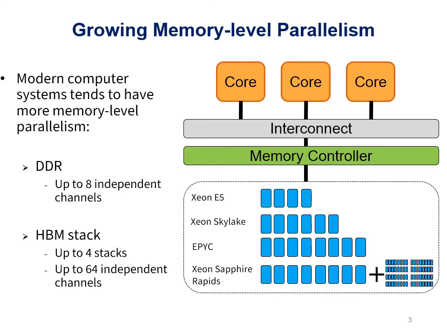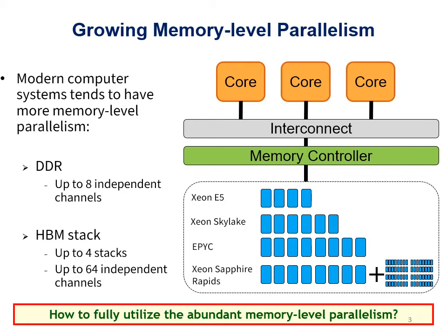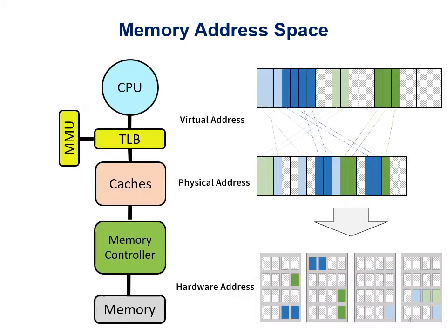For example, an HBM stack consists of multiple DRAM layers organized hierarchically, where each layer is further divided into 2 channels, and each memory channel consists of multiple memory banks. Altogether, a single socket can integrate up to 4 HBM stacks that provide 64 independent channels. Now the problem is how to fully utilize the abundant memory-level parallelism in modern computer systems.